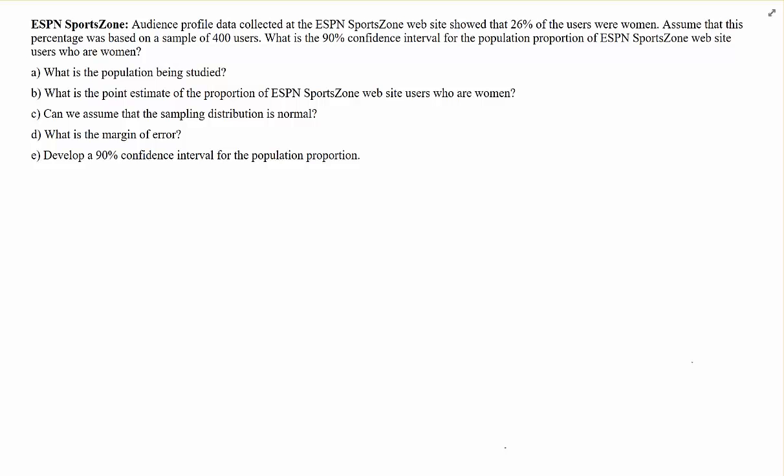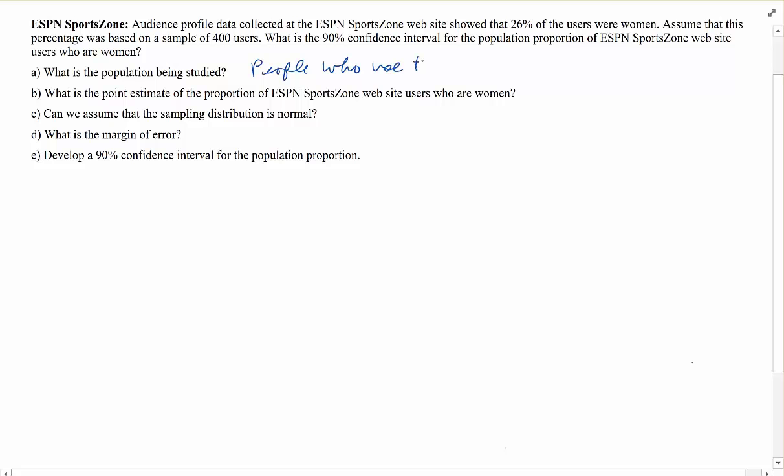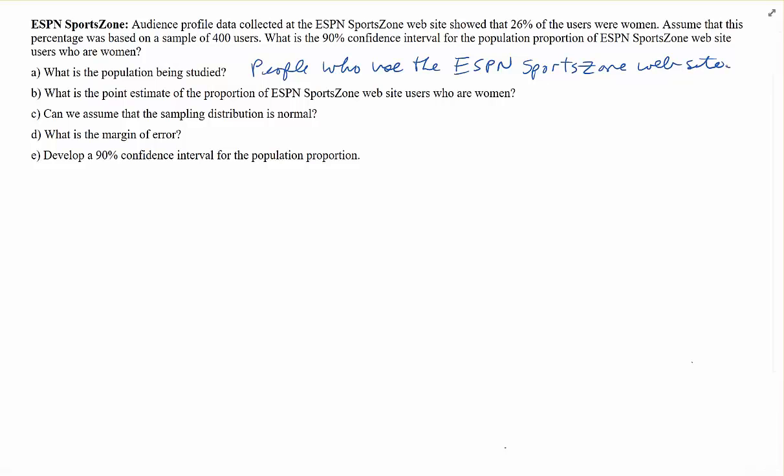What is the population being studied? We would say people who use the ESPN Sports Zone website. What is the point estimate of the proportion of ESPN Sports Zone website users who are women?